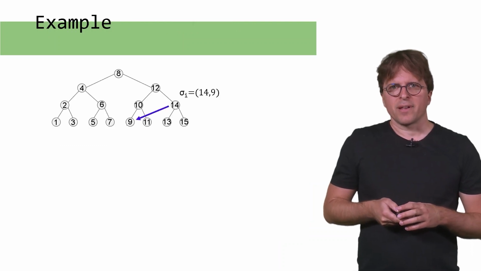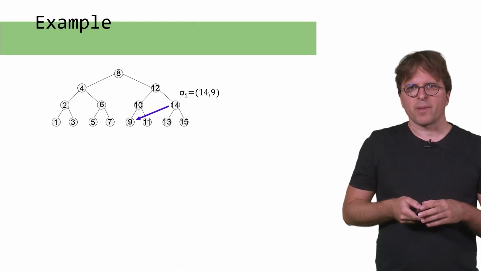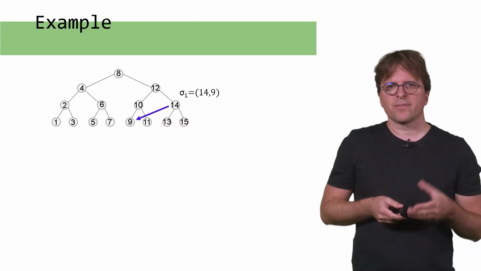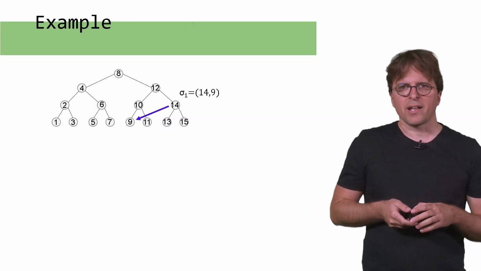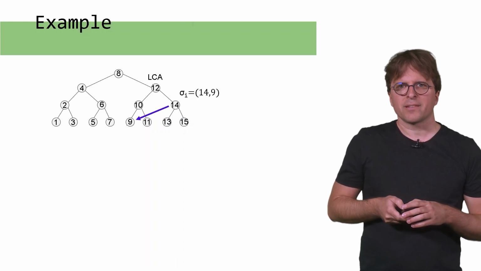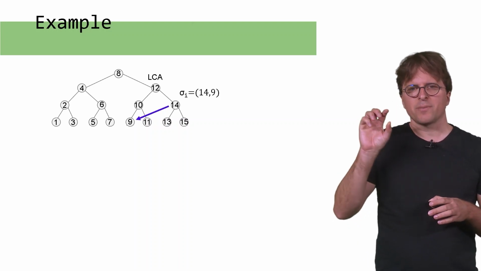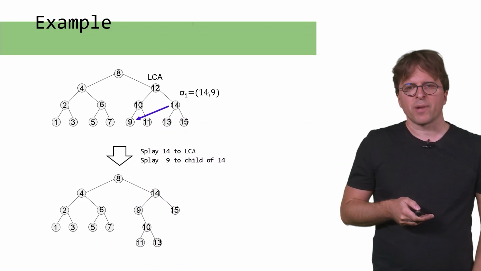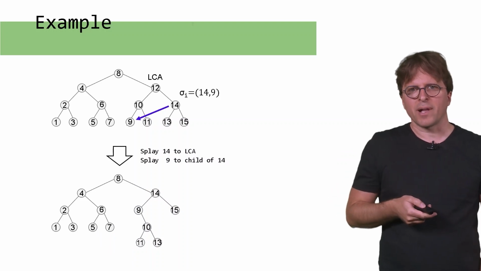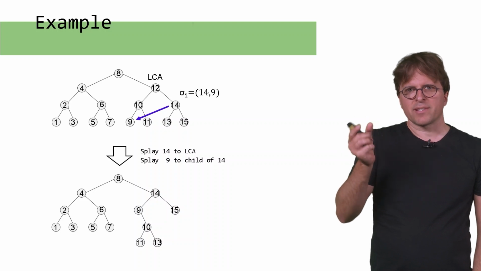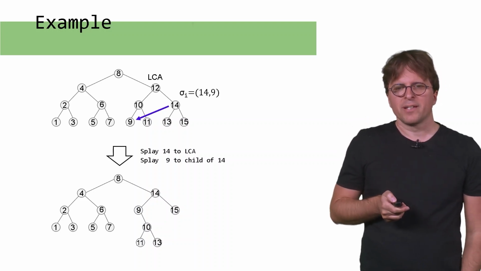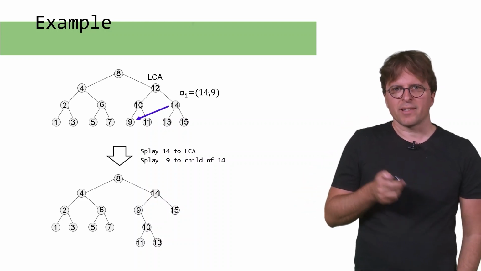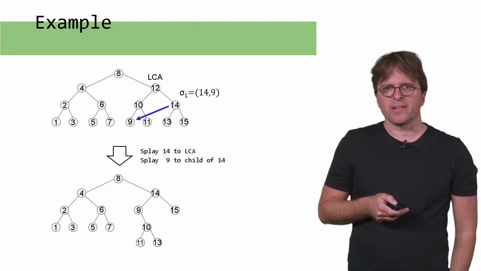To give a more concrete example, if you have this SplayNet, this binary search tree, where we have arbitrary pairs of requests, if 14 communicates to 9, we look at the subtree in which they are, and the least common ancestor in this case is 12. So we splay 14 up to 12, doing the zigzag operations so that 14 becomes the root there. And then we splay 9 to become the child of 14. This is the new SplayNet tree that we get.